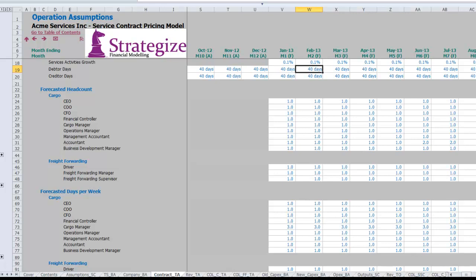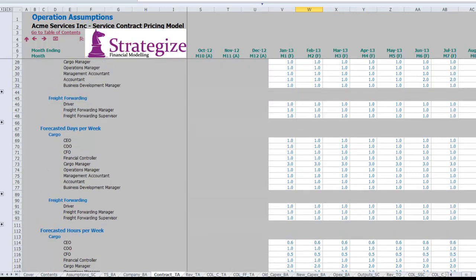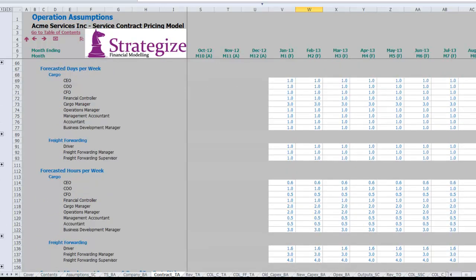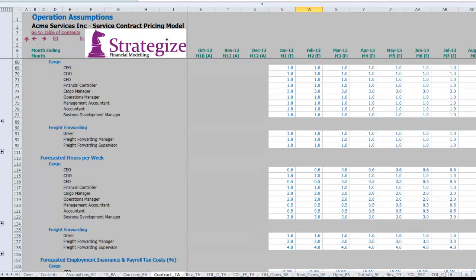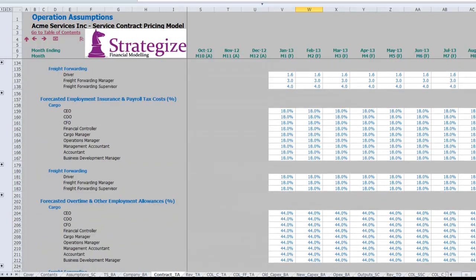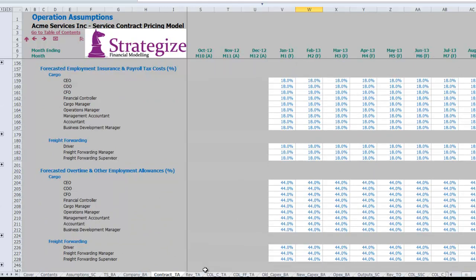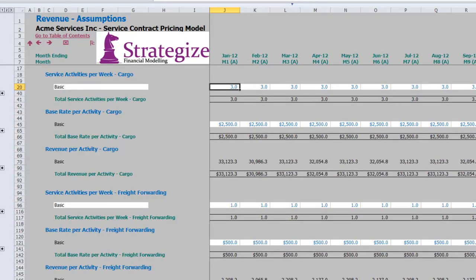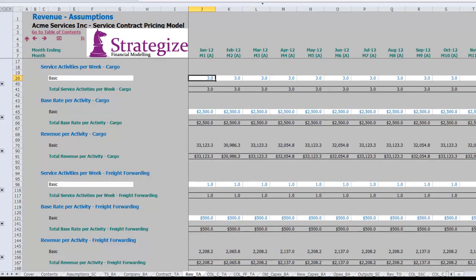So we're going to assume a uniform 40 days for debtors and creditors, and also the amount of work that will be required to service the contract in terms of your overhead labour, and also accounting for the additional labour costs that are dependent on a jurisdiction's industrial law. So here are our revenue assumptions. This is fairly high level, this contract. We're assuming $2,500 per cargo activity, $500 per freight forwarding.